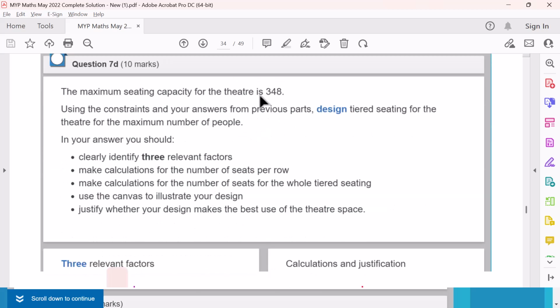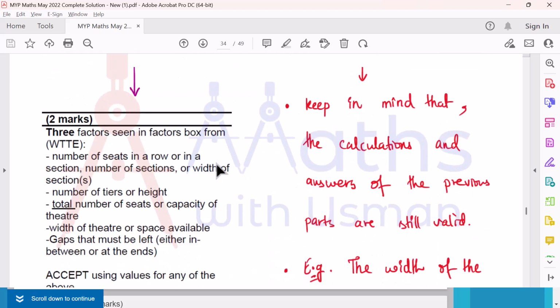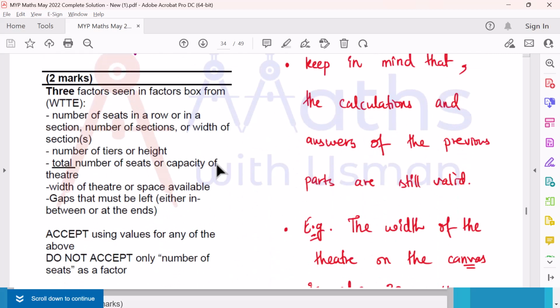The maximum number of seating capacity is 348 using the constraints and your answer from the previous part. Design a tiered seating for the theater. In your answer, you should identify 3 factors. Again, the factors are your conditions. Number of seats in one row, the total capacity of the hall, the dimensions of the hall, the gaps that must be left between the seatings and the ends, the width of the theater, the seats available, literally everything.